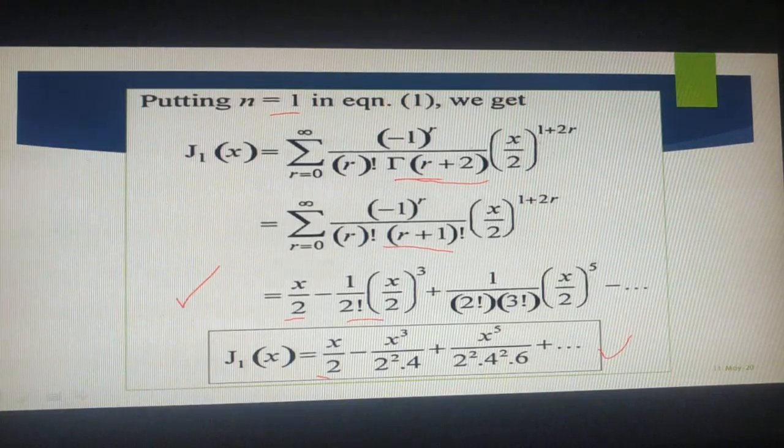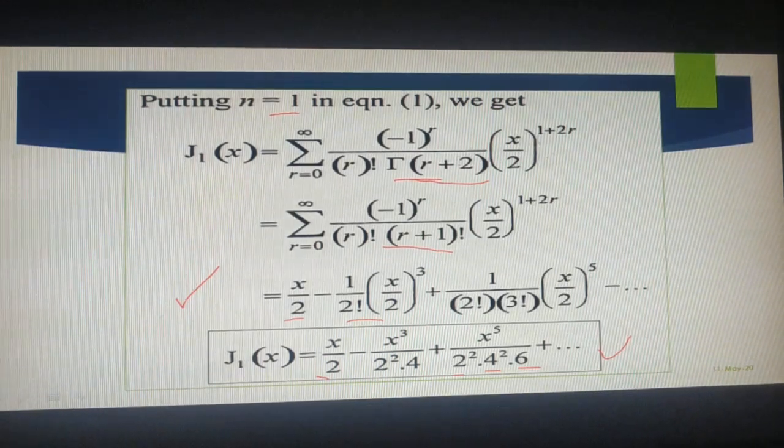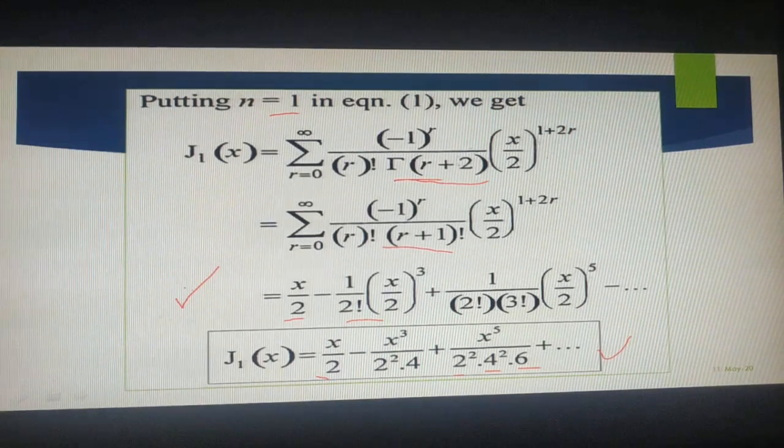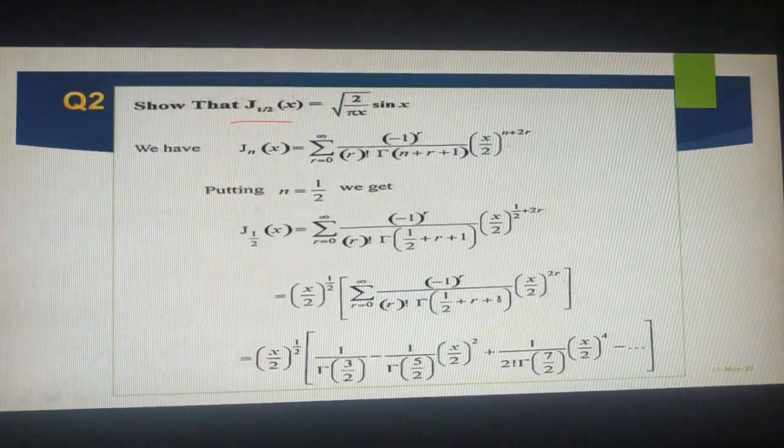and here x to the power of 5 by, here also this is 2 to the power of 5, here 1, 2, total 2 to the power of 6. This 2 to the power of 6 we can write as 2 square into 4 square, and 3 factorial is nothing but your 6, okay. So anyway, this is J1 of x. So these are the results in the form of series representation, J0 of x, J1 of x, right? Good.